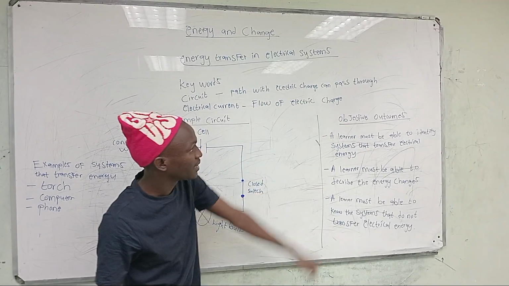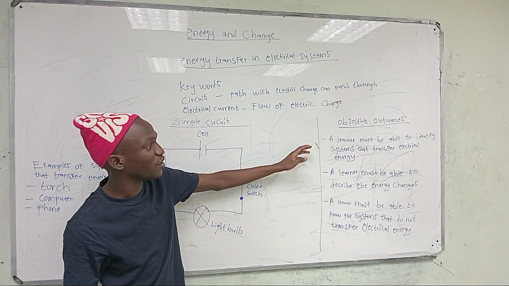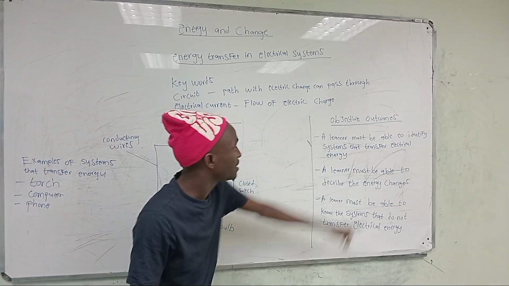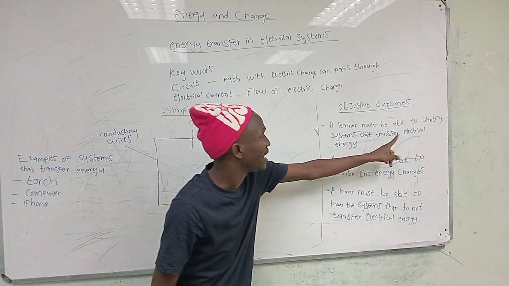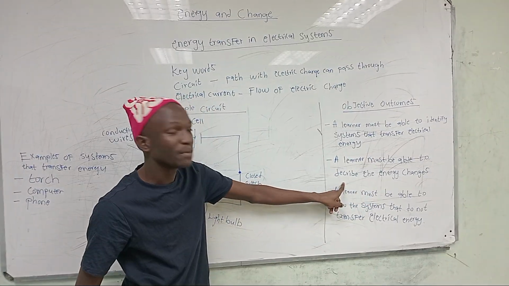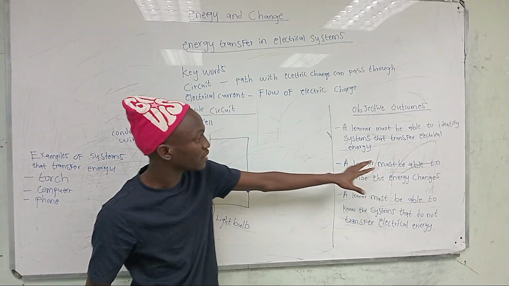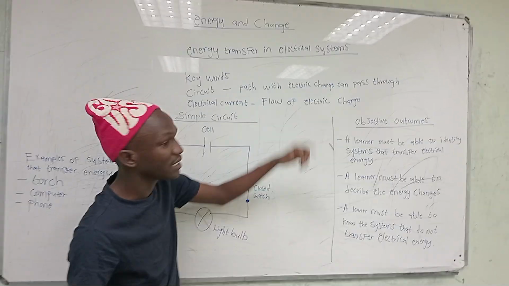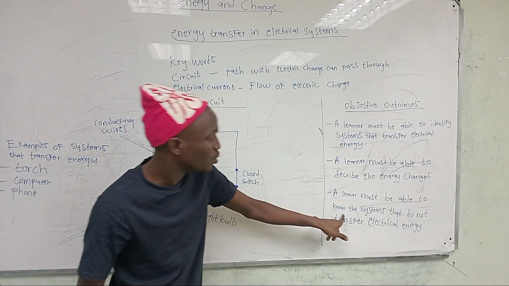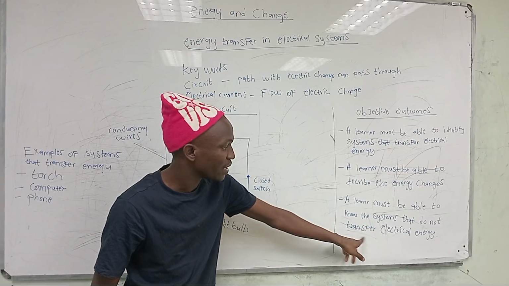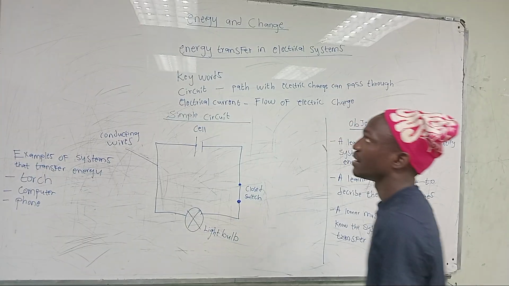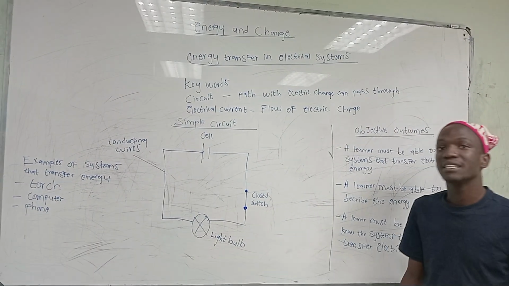A learner must be able to identify the systems that transfer electrical energy. A learner must be able to describe the energy changes after the topic of energy transfer in the electrical system. A learner must be able to know the systems that do not transfer electrical energy. All these things are under energy transfer in an electrical system.